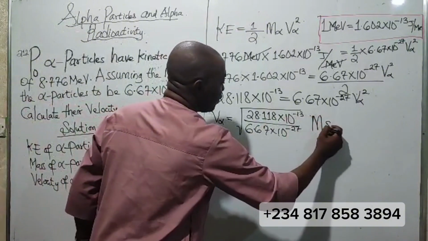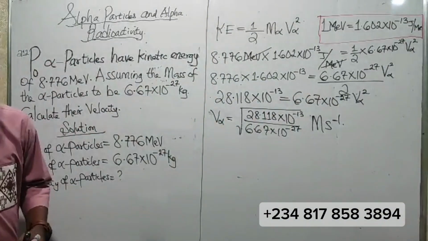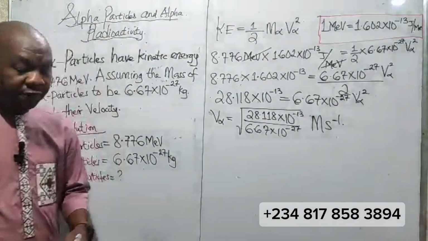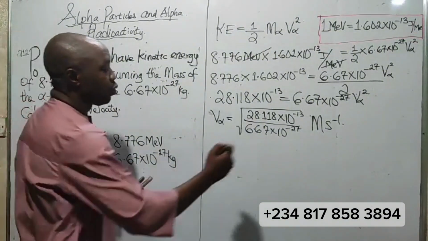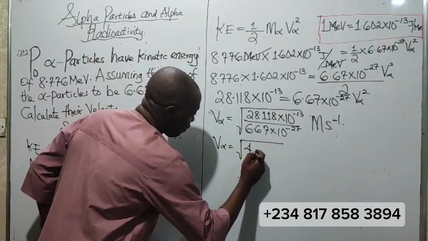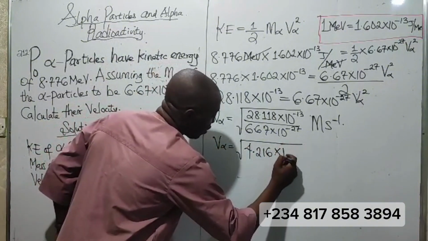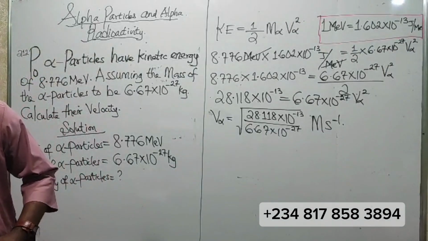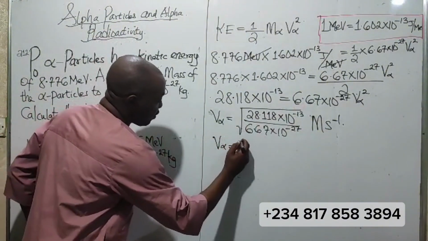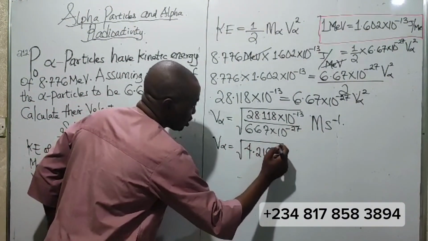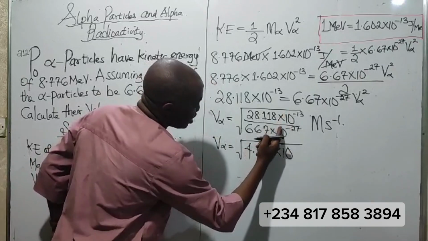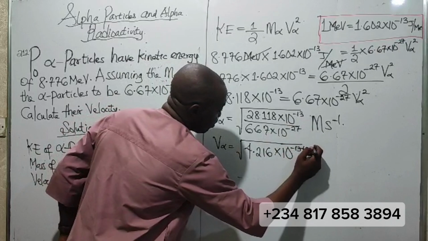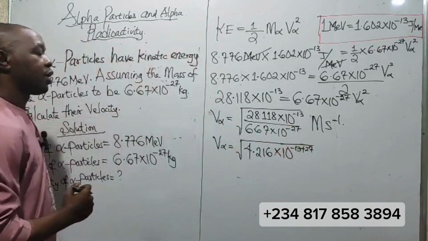Now don't forget that the unit of velocity is meters per second. So what is 28.118 divided by 6.67? That will be 4.216. So the velocity of the alpha particle is 4.216, and then we have 10 raised to the power of minus 13 and 10 raised to the power of minus 27, so that becomes 10 raised to the power of minus 13 plus 27.